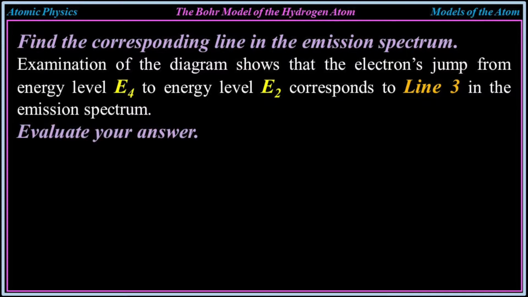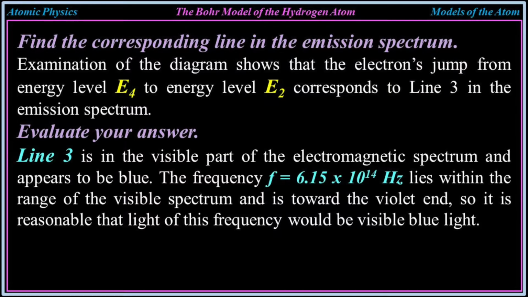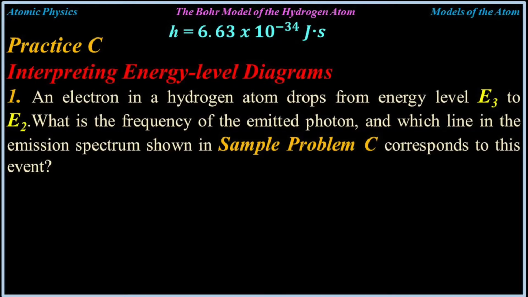Evaluate your answer. Line 3 is in the visible part of the electromagnetic spectrum and appears to be blue. The frequency, which equals 6.15 times 10 to the 14th hertz, lies within the range of the visible spectrum and is toward the violet end. So it is reasonable that light of this frequency would be visible blue light.